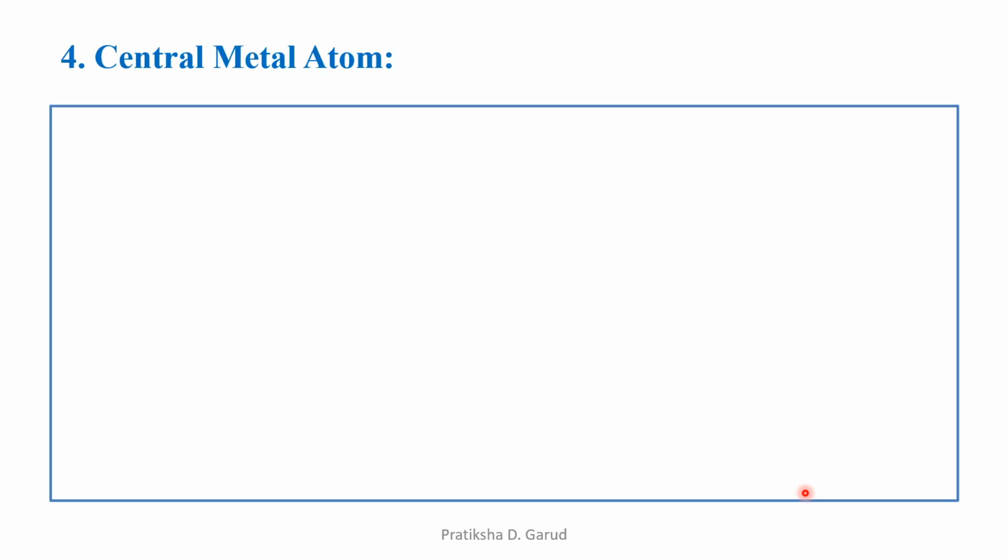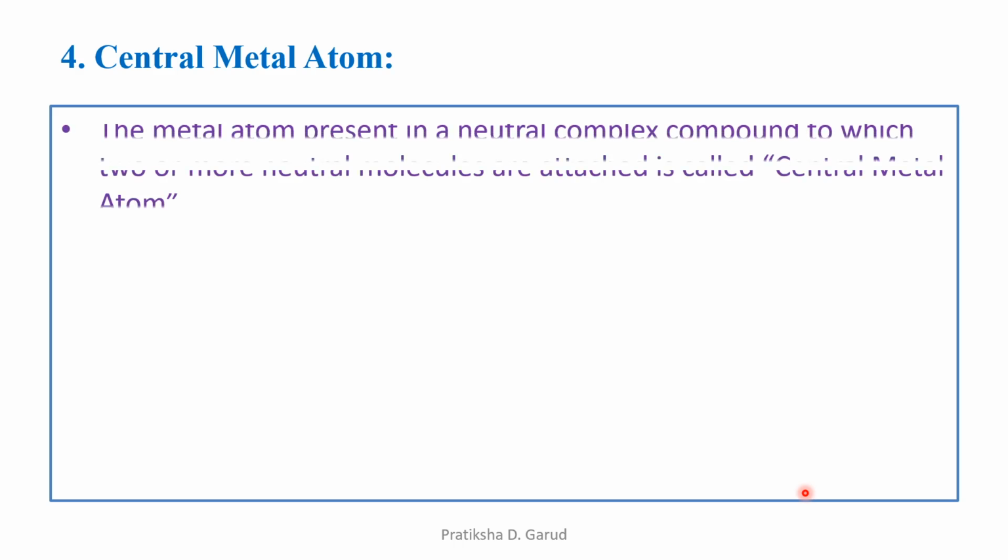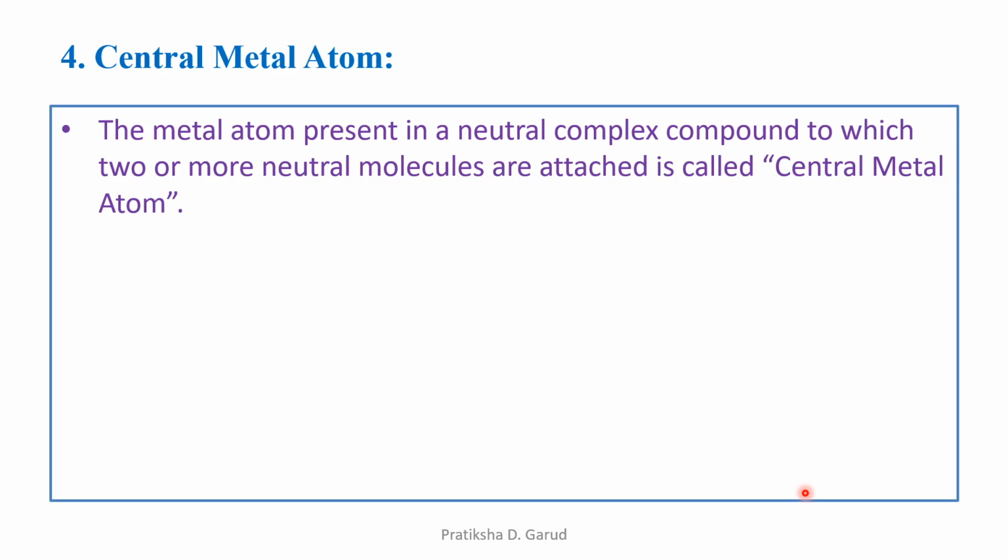Let's move on. The next term used in coordination chemistry is the central metal atom. So what is the central metal atom? The atom which is present at the center of a neutral compound. Neutral compound means which has no charge, no plus charge or minus charge. They are known as a central metal atom. So we can say the metal atom present in a neutral complex compound to which two or more neutral molecules are attached is called the central metal atom.